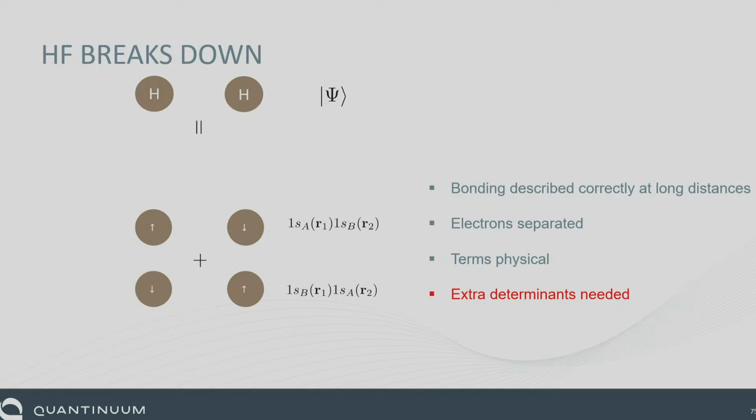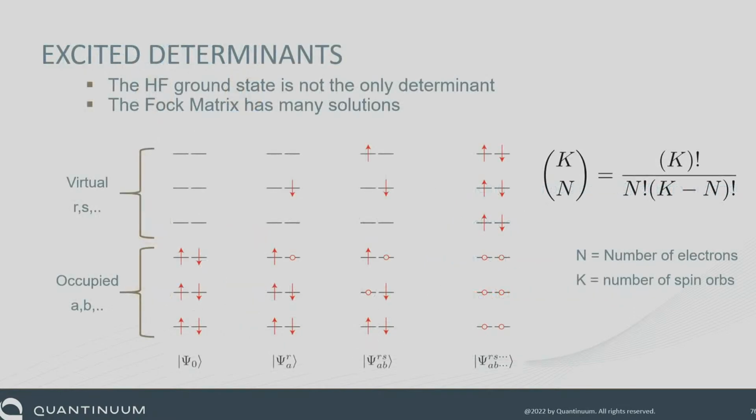So now the bonding is described correctly at long distances, because we only have these separated terms. And you get the physical terms. So this is really the motivation for configuration interaction. So configuration interaction is a complete generalization of this problem.